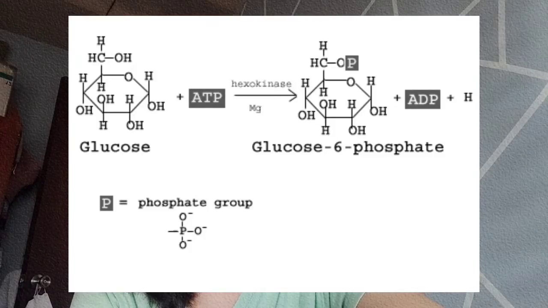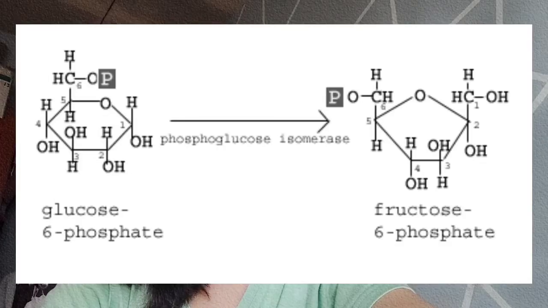The first step of glycolysis is the conversion of D-glucose into glucose 6-phosphate. The enzyme that catalyzes this reaction is hexokinase. The second reaction of glycolysis is the rearrangement of glucose 6-phosphate into fructose 6-phosphate by glucose phosphate isomerase, or phosphoglucose isomerase.